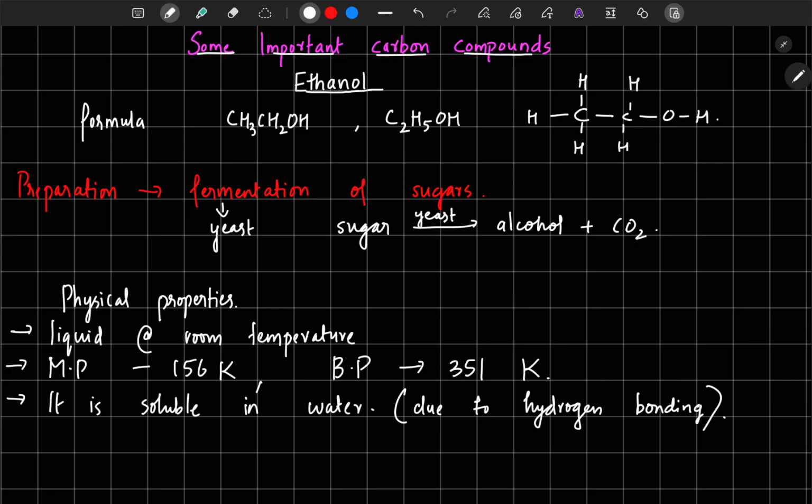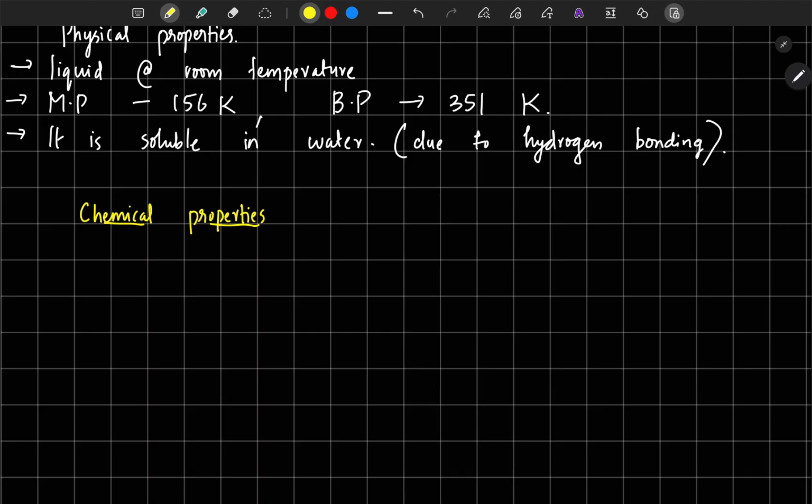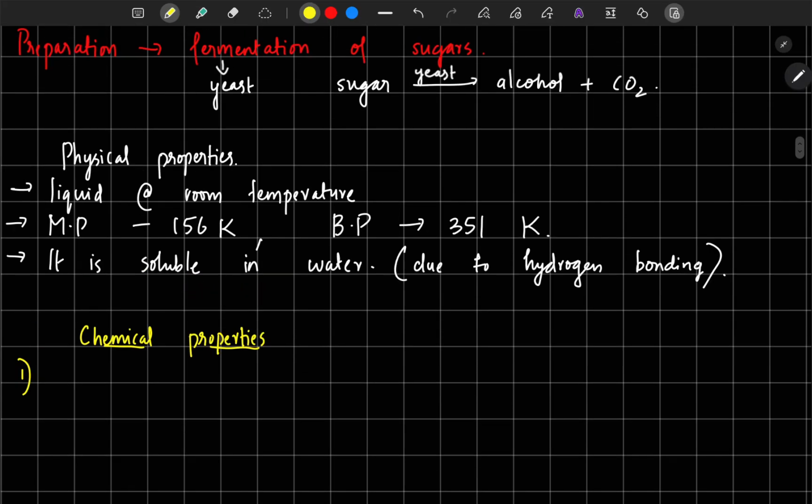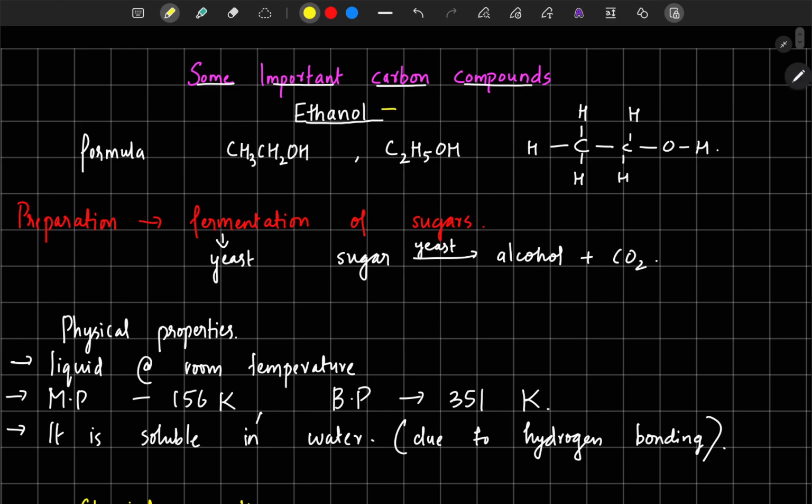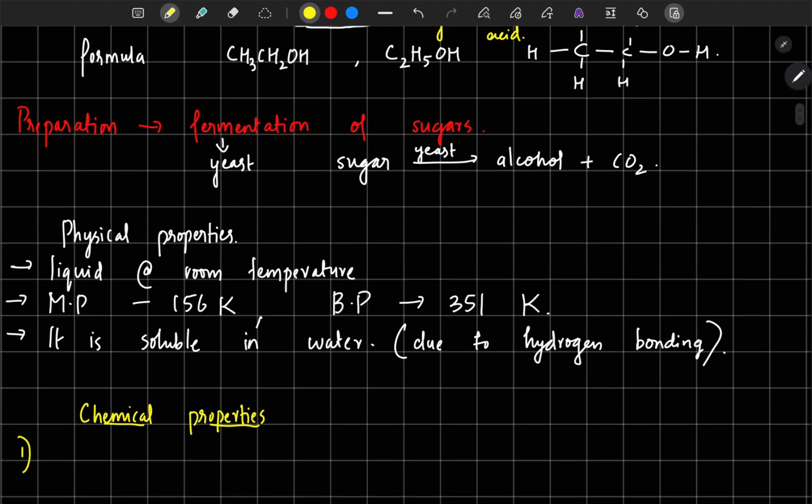Now let us go on to the chemical properties. What is meant by chemical properties? Chemical properties means the reactions. So we need to study the reactions of ethanol. Only two reactions are given in our textbook for ethanol. Also understand one thing: this ethanol can be considered as a very weak acid. It will behave as an acid, but a very weak acid.